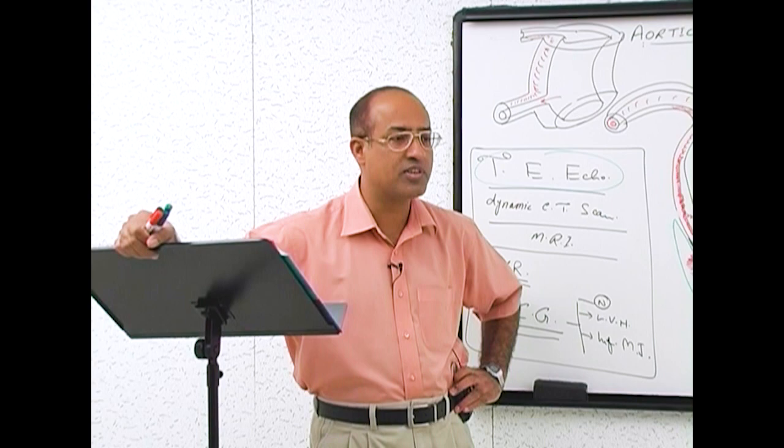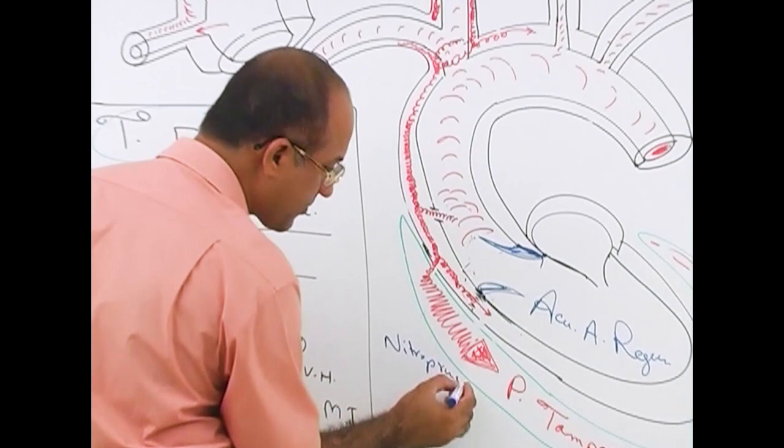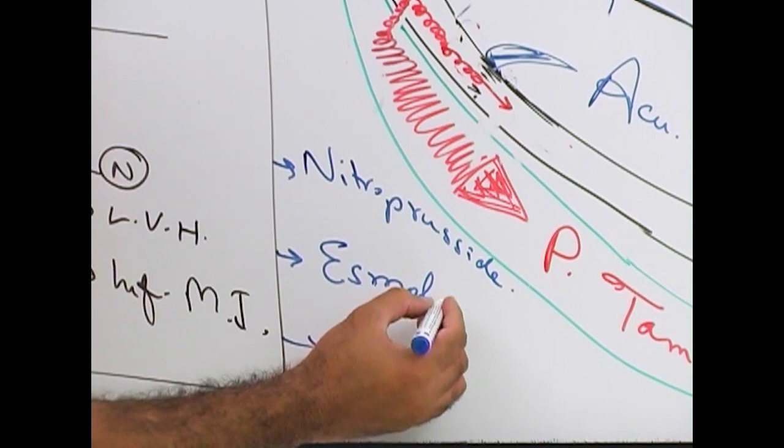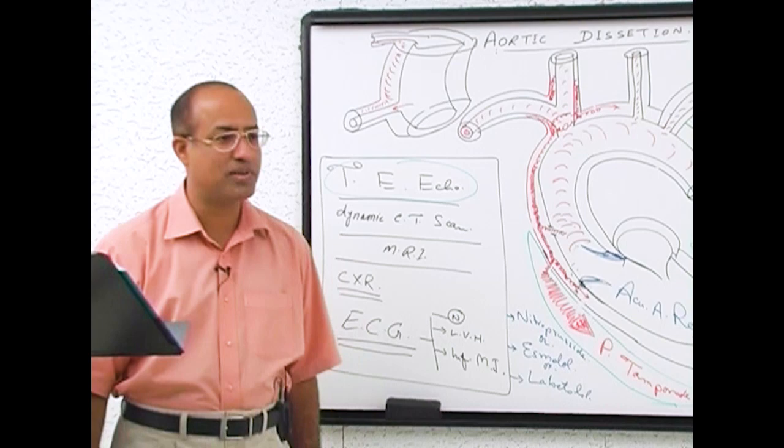So the three drugs of choice to bring the blood pressure down are nitroprusside, esmolol, or labetalol. Any one of them, not all of them. Dissection by itself does not kill, hypertension kills. So any one of these.